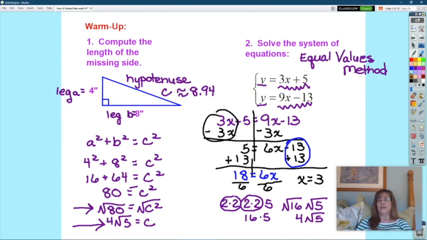Now, I need to take that x equals 3, and I have to plug it into one of the original equations. I'm going to try the top one.